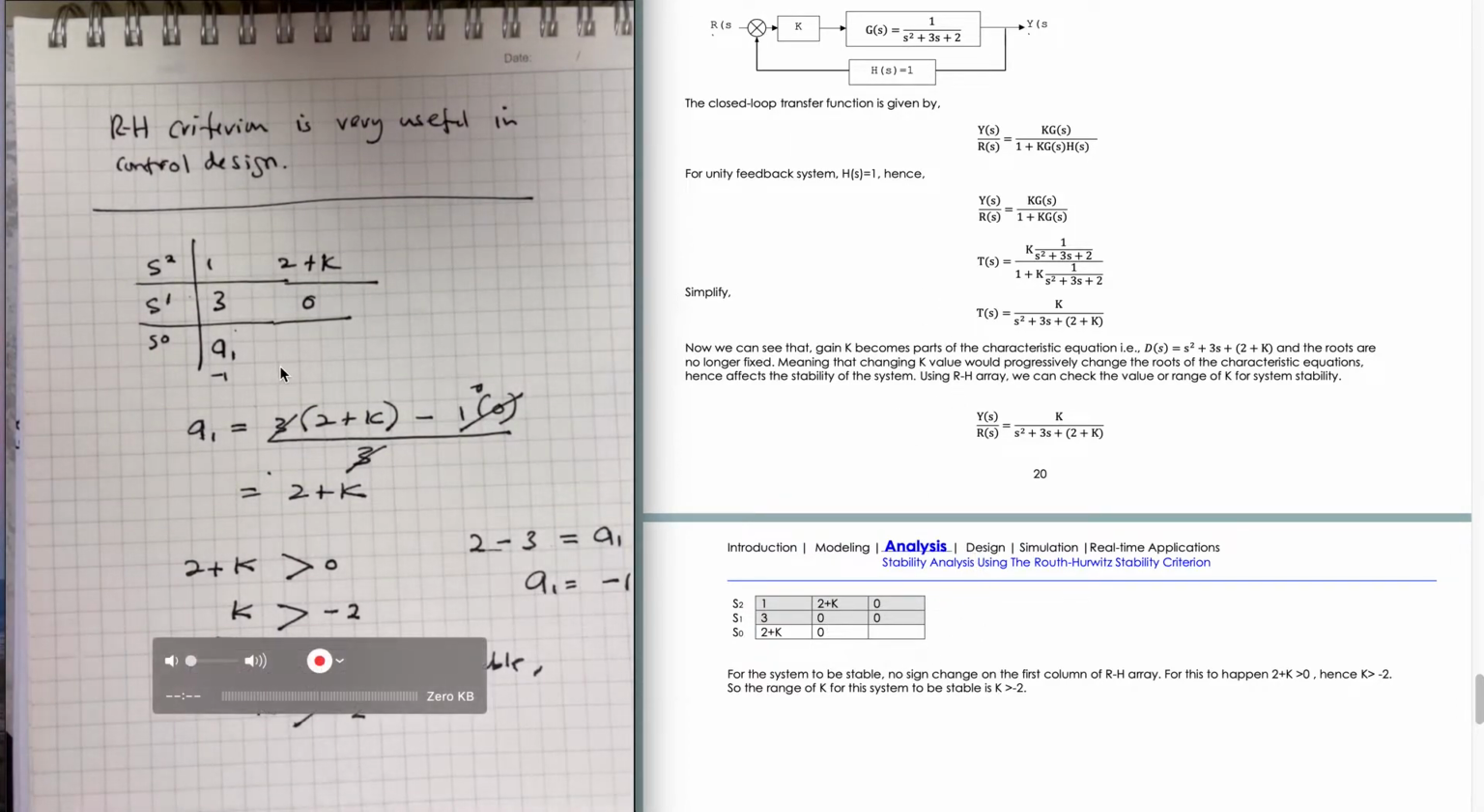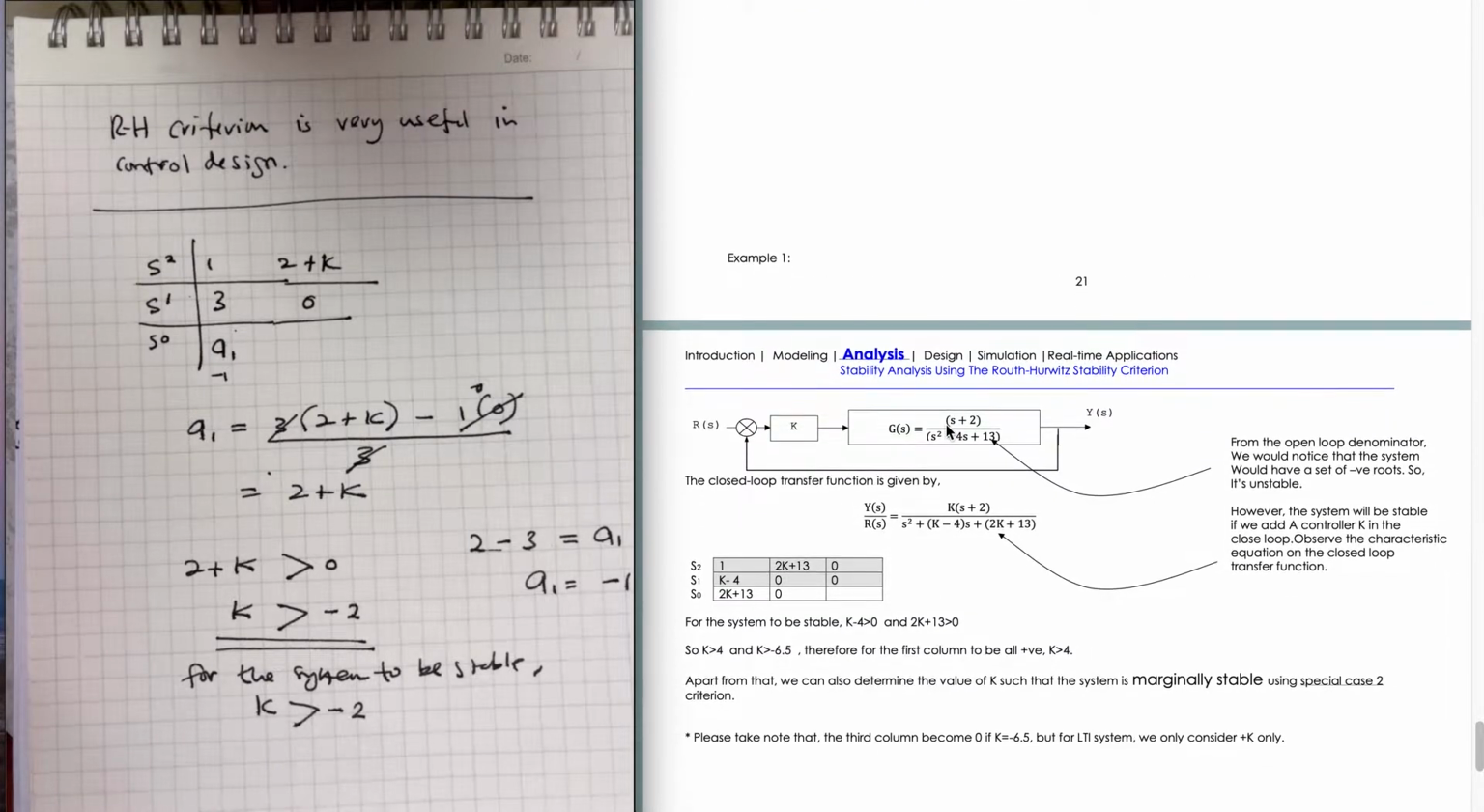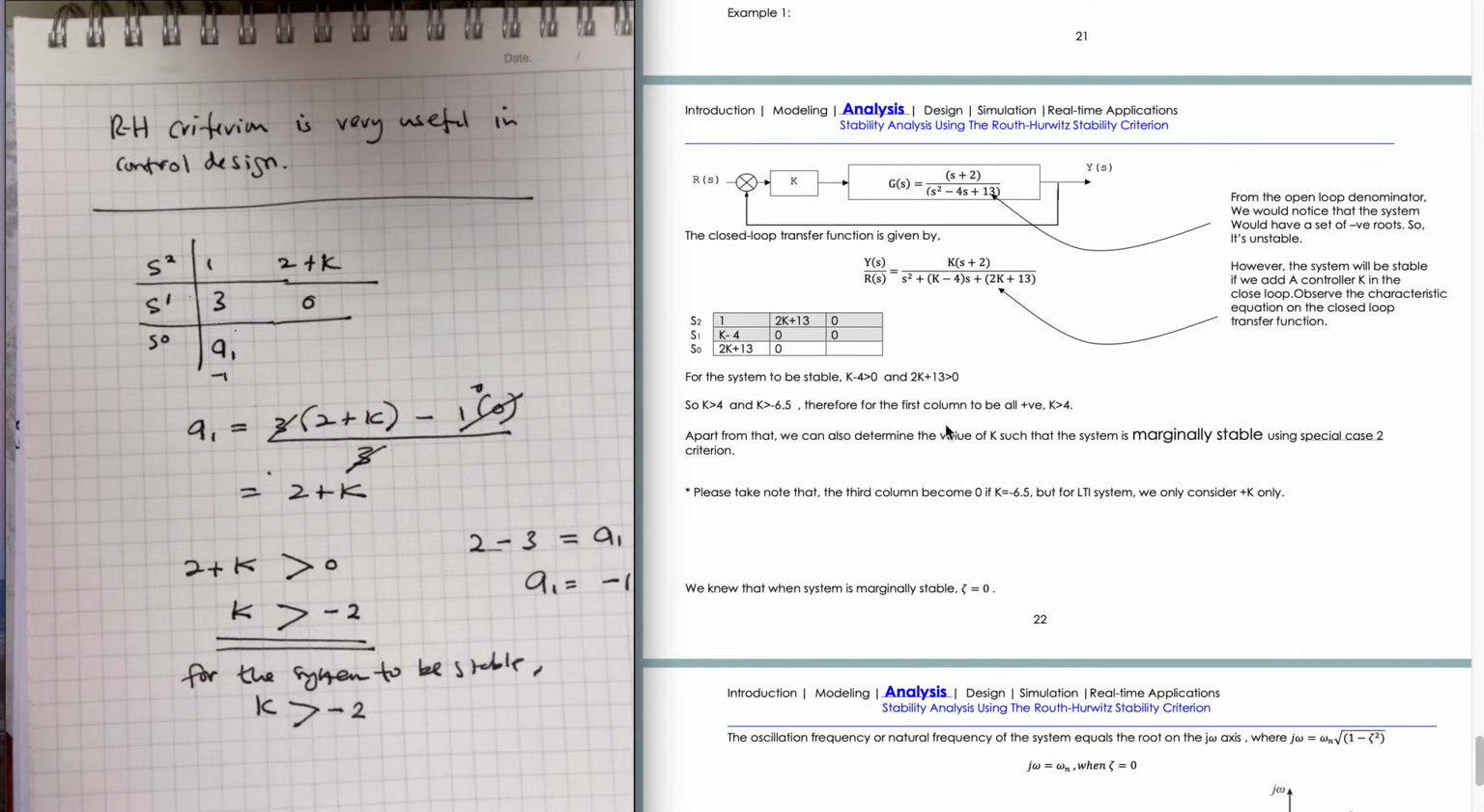So why do we use this one? If we have a complex system, we can use this to determine the range of k. That is number one. Number two, we have this system.